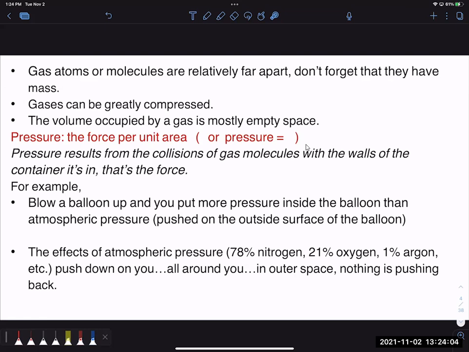Pressures are force per unit area. Like I was saying, the one that we're probably most familiar with is PSI, which is pounds per square inch.